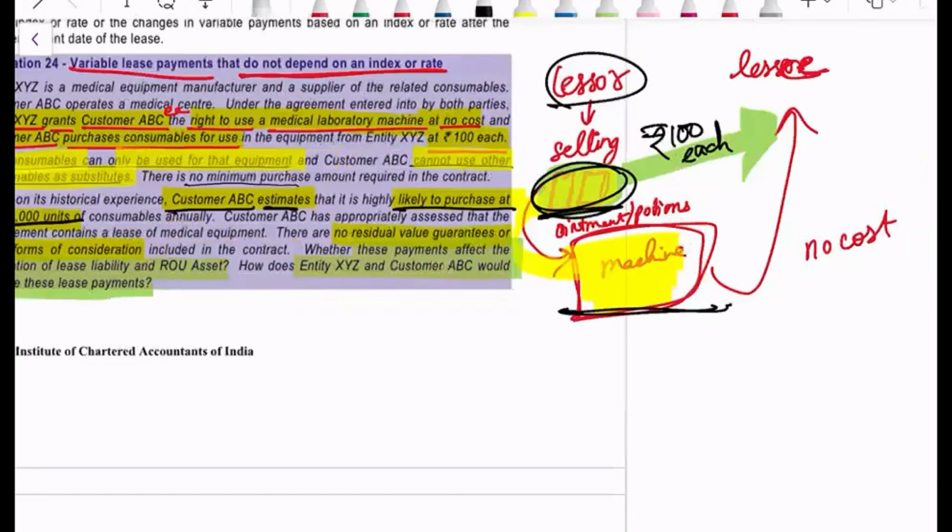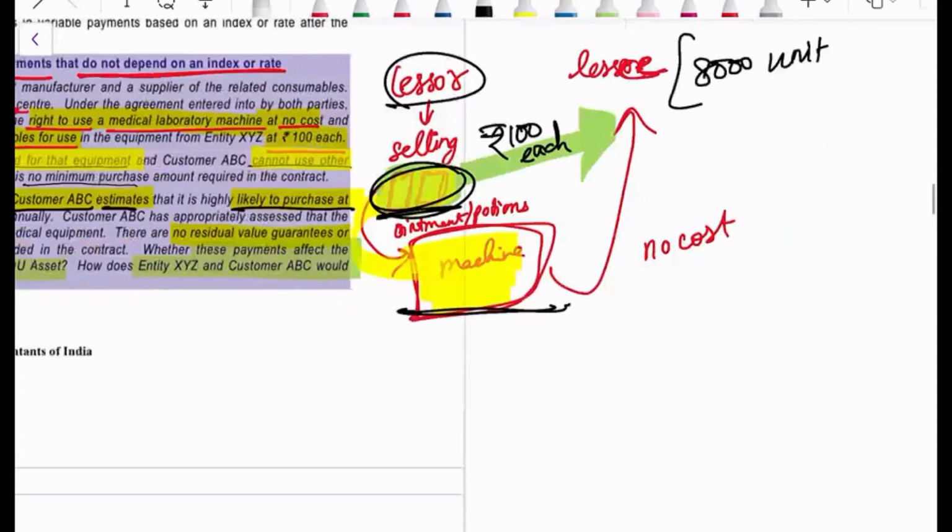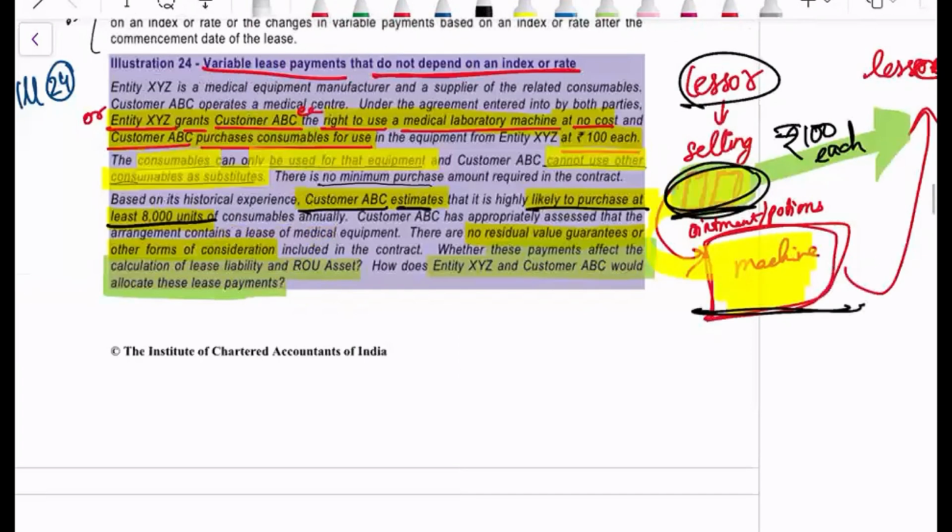So the lessee is estimating that he will minimum purchase 8,000 units of consumables. That means he might have to pay 8,000 into 100, which is around 8 lakh rupees, to the lessor. Here there are no residual value guarantees or any other form of consideration. Only that 100 rupees is the consideration here.